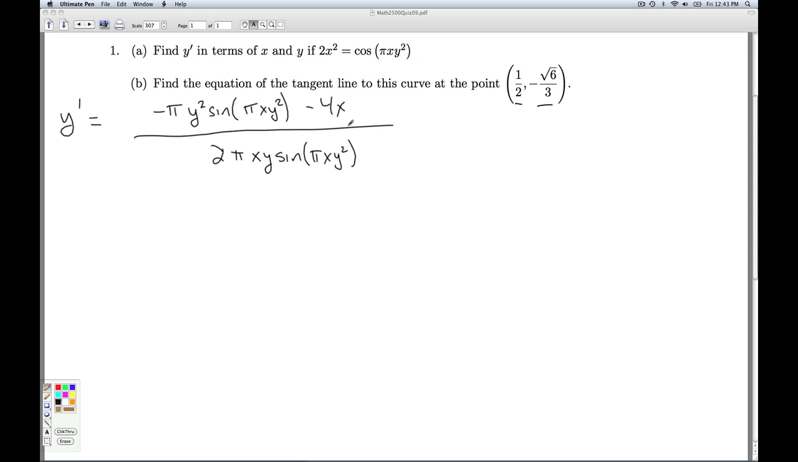So to help us out here, let's look at just one part of this. Let's look at the sine of pi x y squared. We'll just take this one step at a time here. So this would be the sine of pi times x, which is a half, y squared, negative square root 6 over 3 squared. This is the sine of pi times a half times negative square root 6 squared, which is 6 over 9.